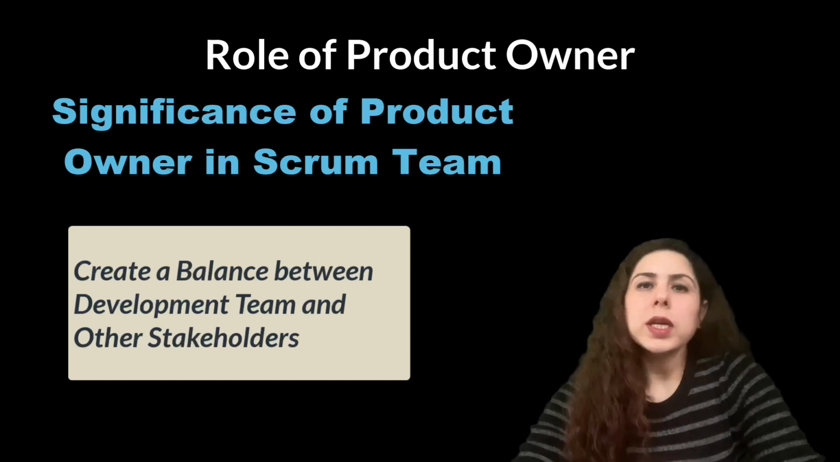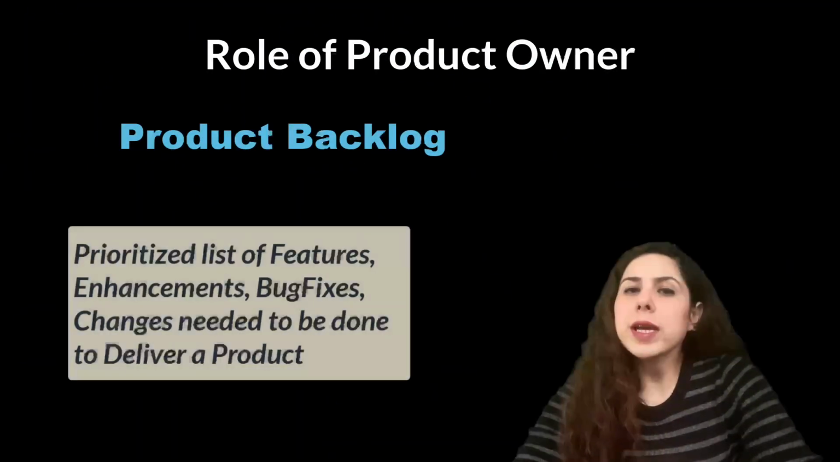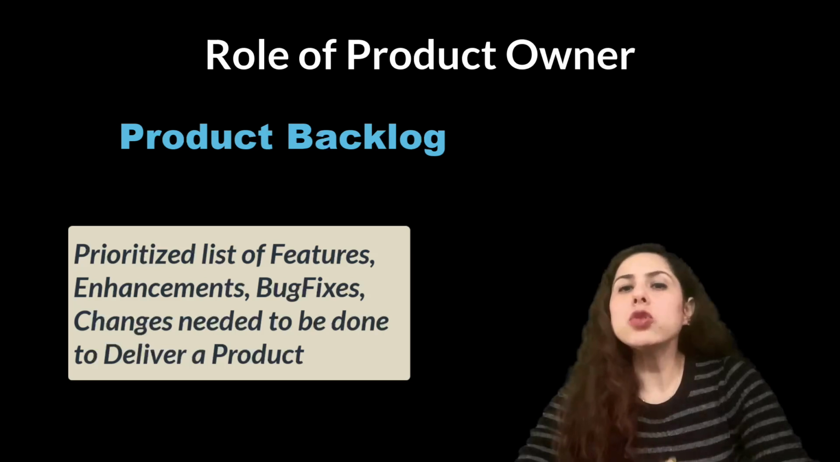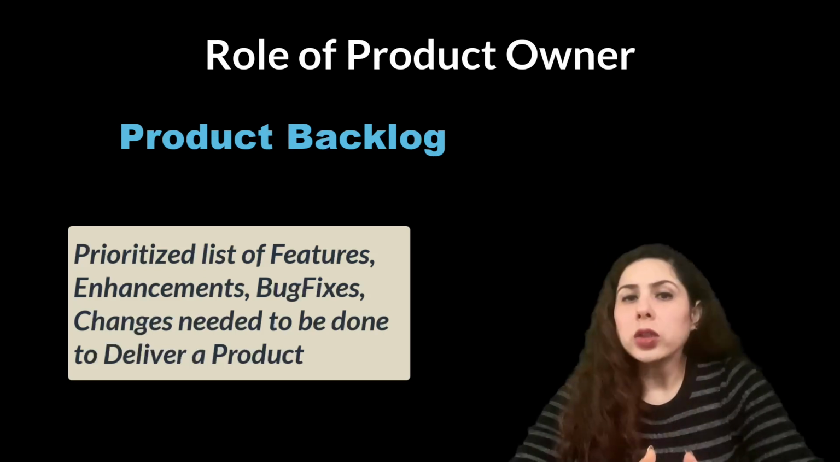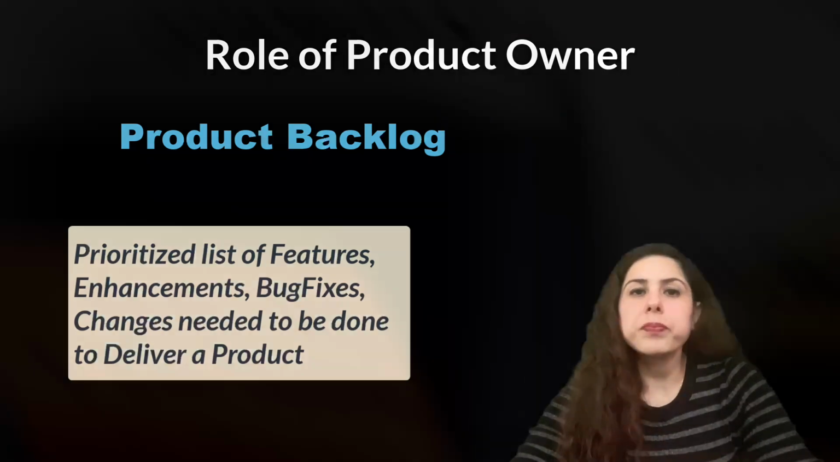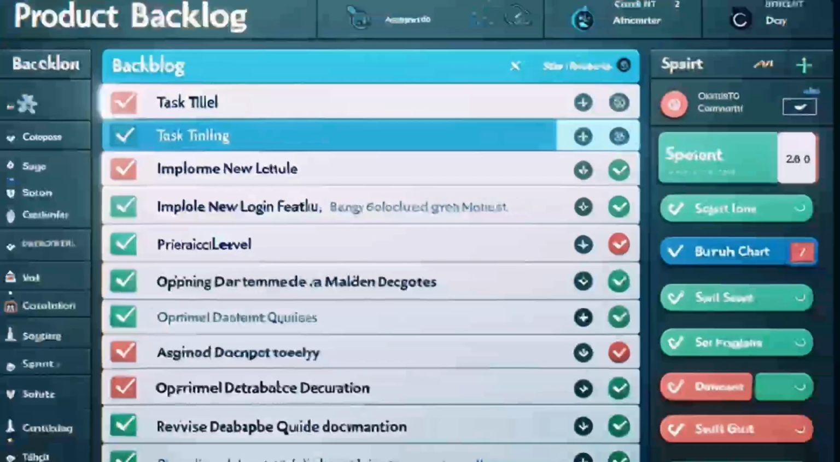Before we move forward, let's talk about the product backlog, which is one of the main tools used by the product owner. A product backlog is a prioritized list of features, enhancements, bug fixes, and other changes needed to deliver the product successfully. The product owner is responsible for managing and prioritizing the product backlog, making strategic decisions about what the team should work on next, and the items within the product backlog are called product backlog items or PBIs.